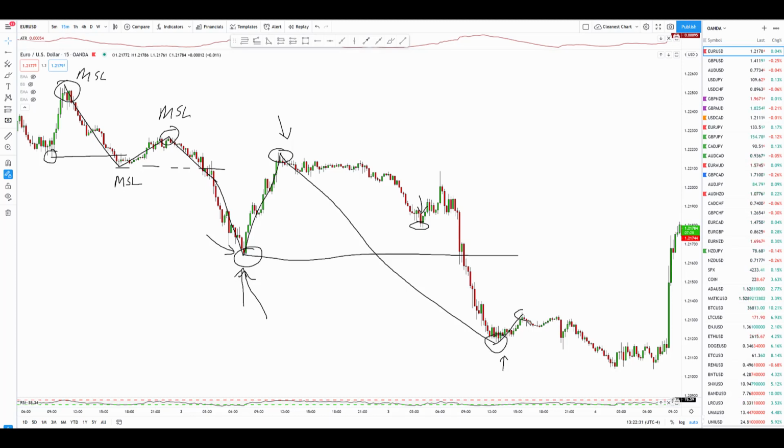Then the top of the pullback, another major swing level, pushing down, we have to break and close below structure. We do that right there. So now we have a push down, and this is our next major swing level. What's the next thing we need to see?